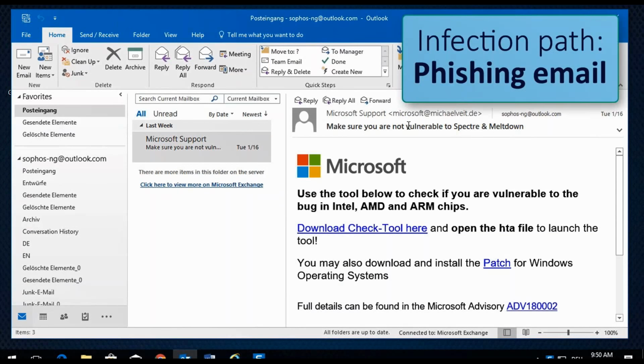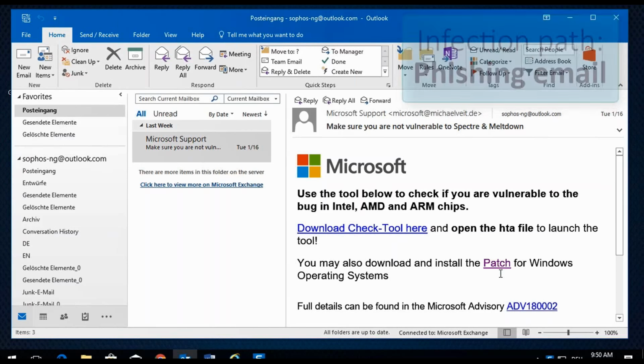When it comes to phishing, we also have protection over here. So basically, if someone wants to trick the user to download some executable or to download some HTML application, what can we do here? Well, we have multiple technologies preventing the infection over here.